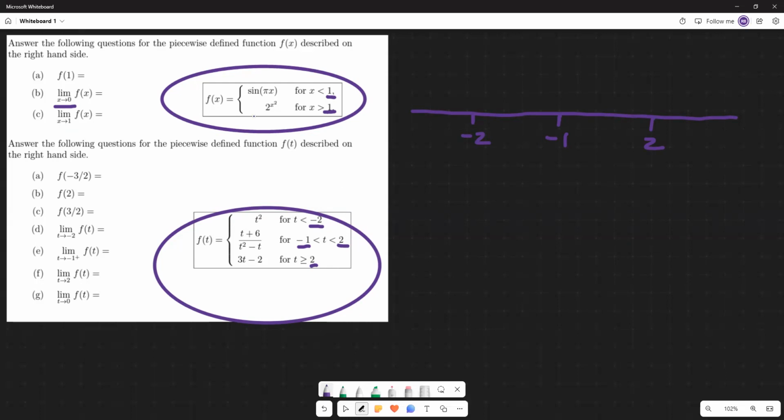And now this is what I'm going to do. -2 is not included, so I use dotted lines. So those are dotted lines. And then -1 is not included, so still dotted lines. And then we have 2 as dotted lines as well.